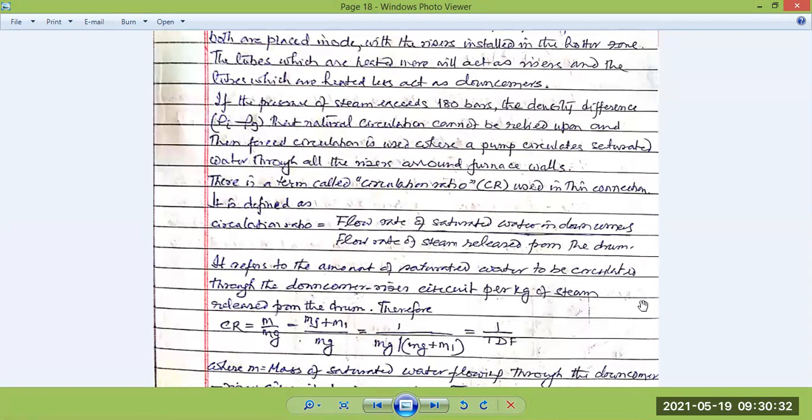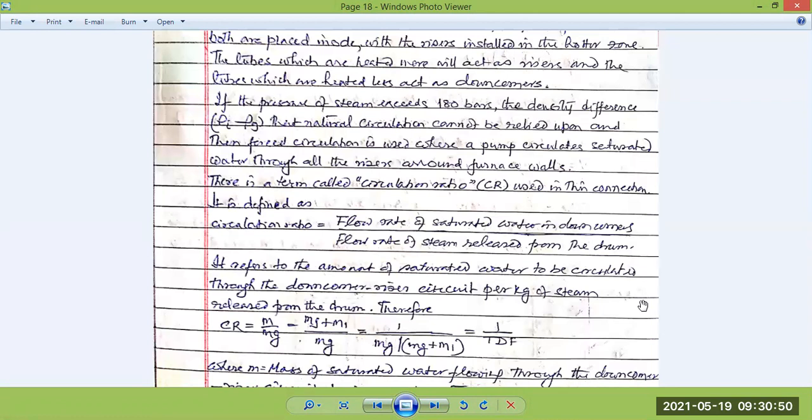So it is very clear. It is the amount of water being circulated inside this full circuit per kg of steam released from the drum itself.